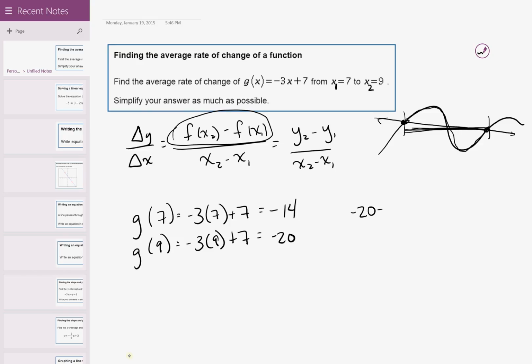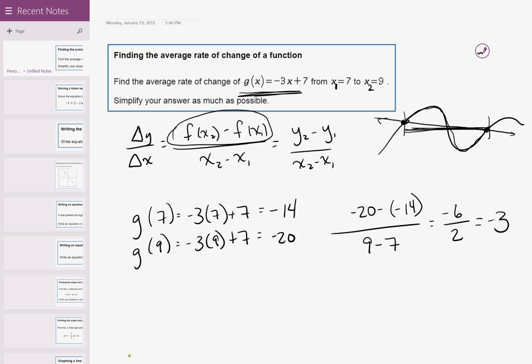Now, substituting these values in for the numerator of my formula, f of x2 is negative 20 minus f of x1, which is negative 14. And all of that over the change in x, 9 minus 7. Now that is negative 20 plus 14, that is negative 6. And 9 minus 7 is 2, that is negative 3, is the average rate of change between 7 and 9 for this function.